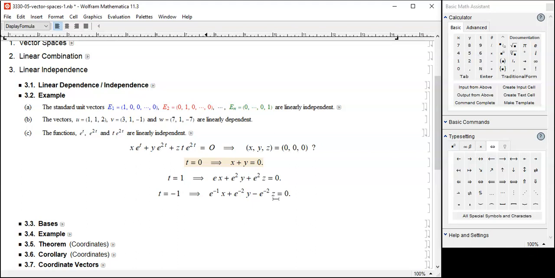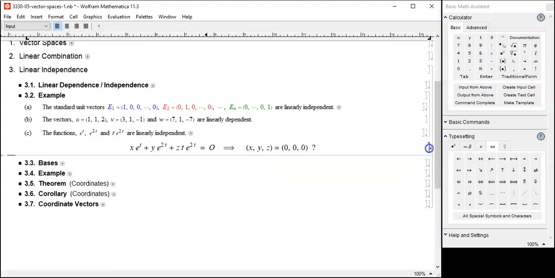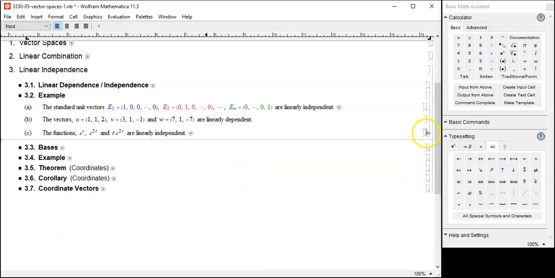As a matter of fact, if you want to create more equations, then all you have to do is plug in some more t values. You can create 5 equations, 10 equations, it doesn't matter. But once you reach 3 equations with 3 unknowns, you're going to get only the trivial solution. So yes, these are linearly independent.